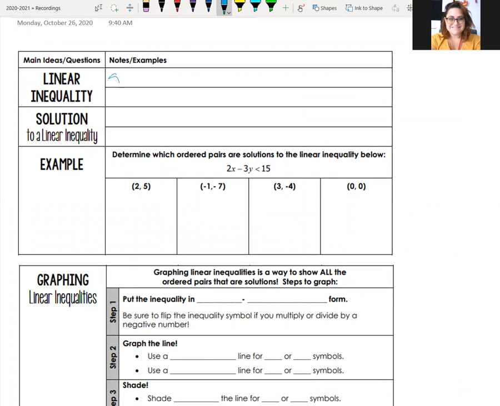So similar to linear equations, but with an inequality sign.